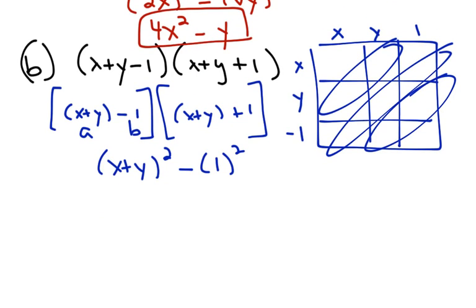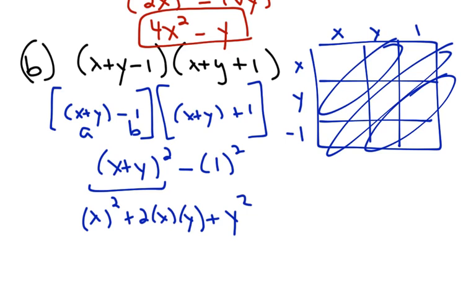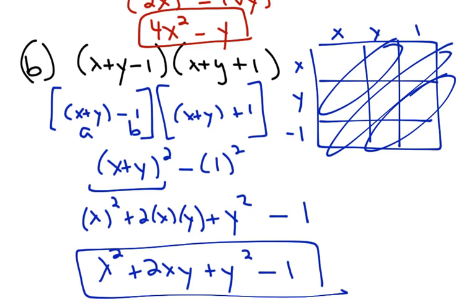X plus y, when you square it, is also a special product. It's a plus b squared, which is a squared plus 2ab plus b squared. So it's x squared plus 2xy plus y squared, and there's a minus 1 at the end. So this problem really had two special products in it. Now, again, if you had used the box method, you would have ended up with this exact same answer.